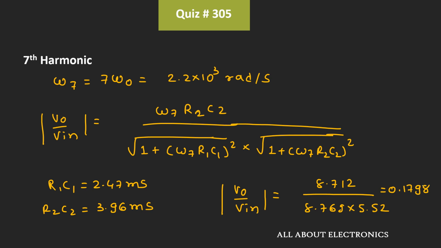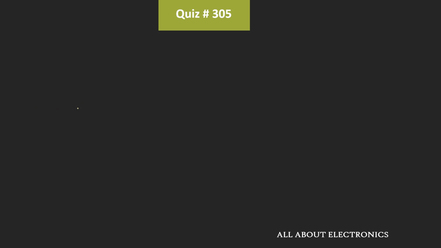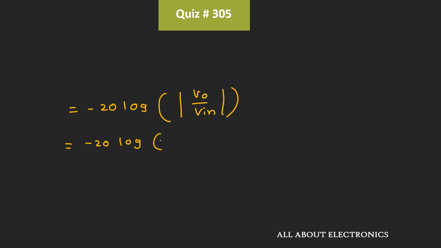that is equal to 0.1798. That means if we see the attenuation, then the attenuation at the 7th harmonic will be equal to minus 20 times log of Vout divided by Vin. That is equal to minus 20 times log of 0.1798, which is roughly equal to 15 dB.